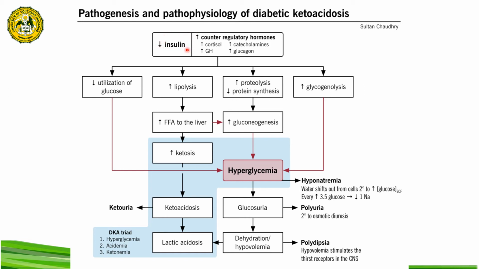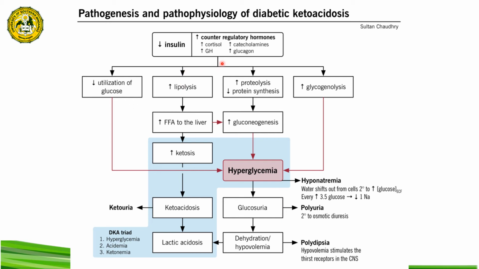When there is a decrease in insulin, the counter-regulatory hormones will be increased. This includes cortisol, growth hormone, catecholamines, and glucagon. They will tend to promote lipolysis. Lipolysis will increase the free fatty acids in the liver, and it will also promote the production of ketones, leading to ketosis. Ketosis will result in the development of ketoacidosis, and it will also promote urine excretion of ketones, and that is known as ketonuria.